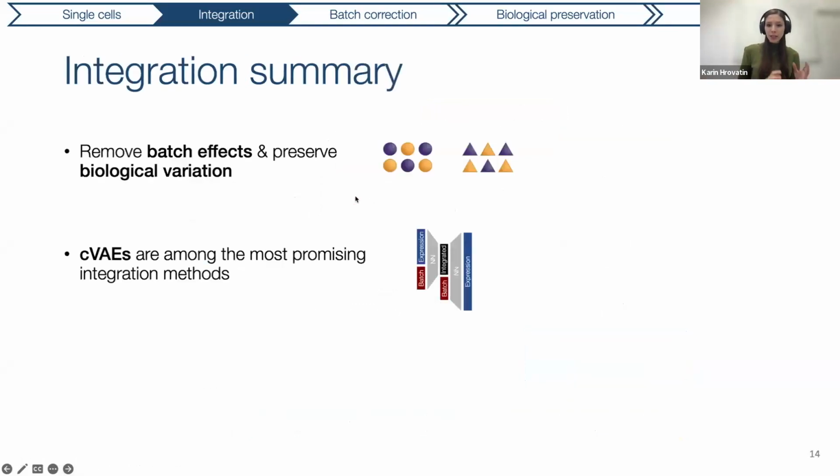Now, just to summarize, what are the key takeaways that you need to remember about single-cell integration for the rest of the talk? First of all, in the integration, we want to remove batch effects and preserve biological variation. And I'll be focusing here on the cVAEs, because they're among the most promising integration methods.